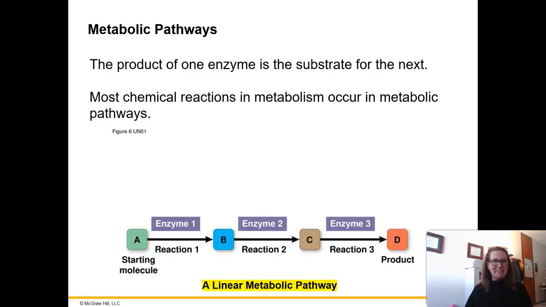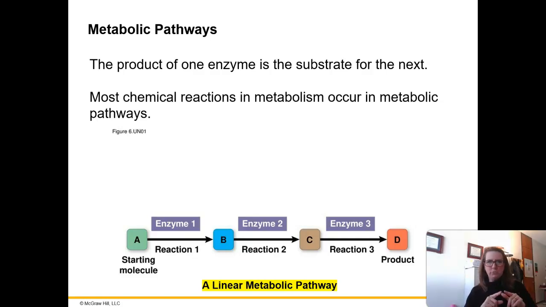So the first one is a linear metabolic process, or a linear metabolic pathway. Now you notice at the bottom of the slide, we have a starting molecule A, then we have a molecule B, a C, and a D. You might remember from some basic chemistry that in a chemical equation, we have reactants, and then we have products. Now we know enzymes are the catalysts that speed up those reactions. So when we're thinking about the reactants and the products, let's take a look at this linear pathway.